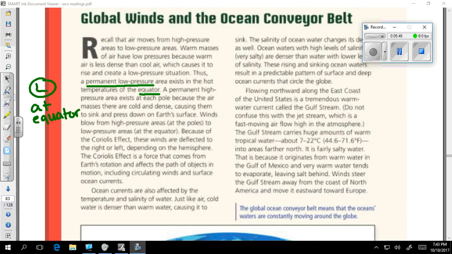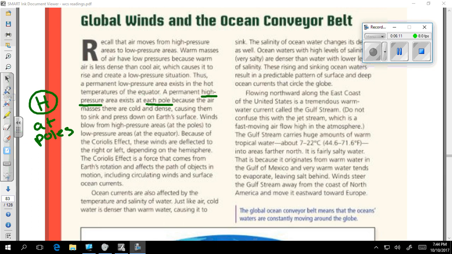So next I need you to underline that there's a permanent low pressure at the equator and write that at the bottom. The L with the circle means a low pressure because at the equator it is warm and so the air is going to want to rise up. Okay, and since it's rising up, it's not creating very much pressure on the ground.